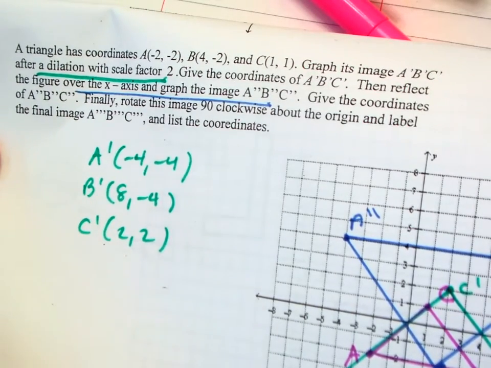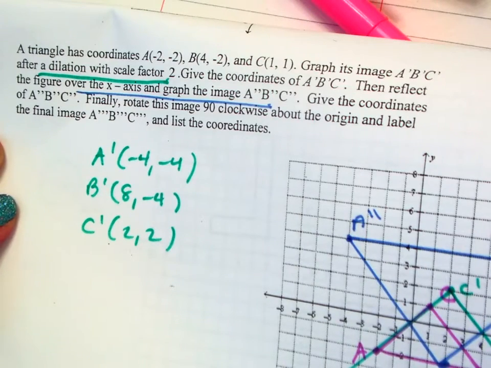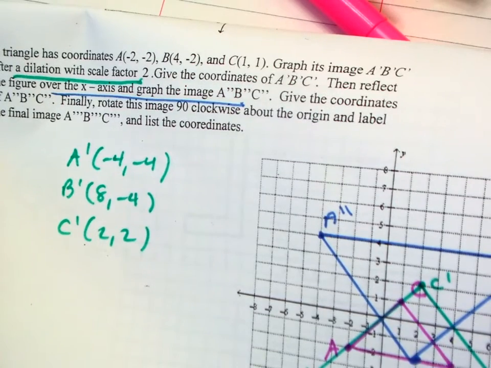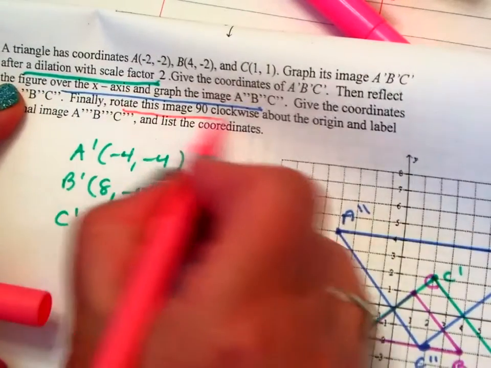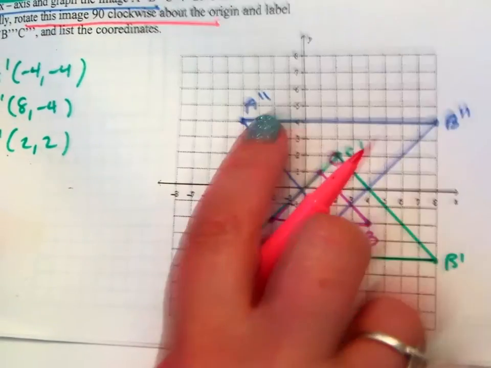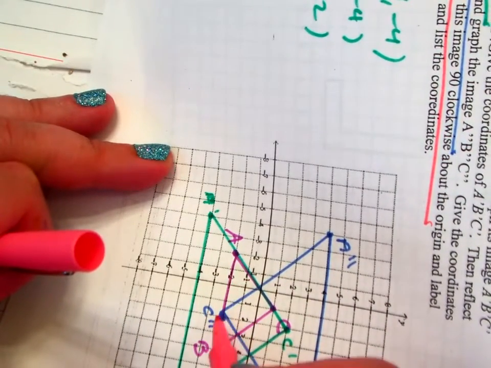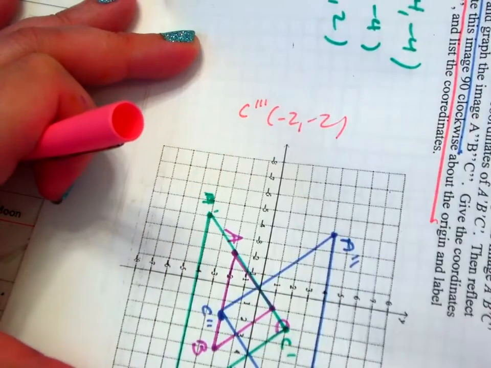And then I'm going to rotate that image 90 degrees, and it says 90 degrees clockwise. So let's find a color that'll look nice with all of these. Maybe a pink. So the last one is rotating this image 90 degrees clockwise. Okay, so remember I'm going from the blue. So I'm going 90 degrees this time clockwise. So it looks like it'll be negative 2, negative 2. So C triple prime would be negative 2, negative 2.